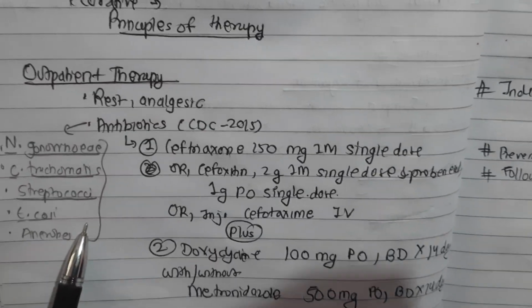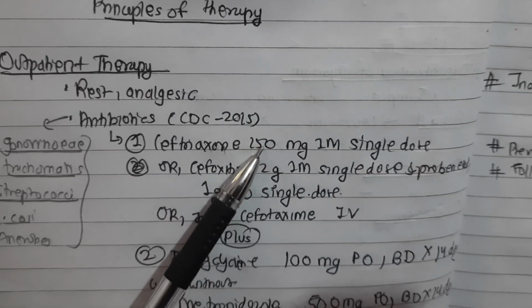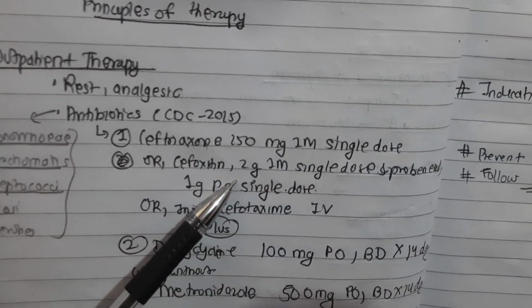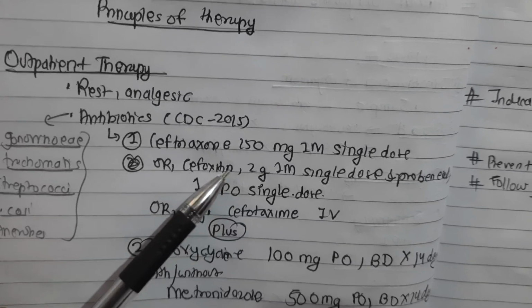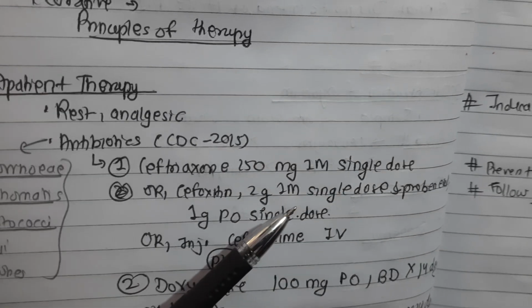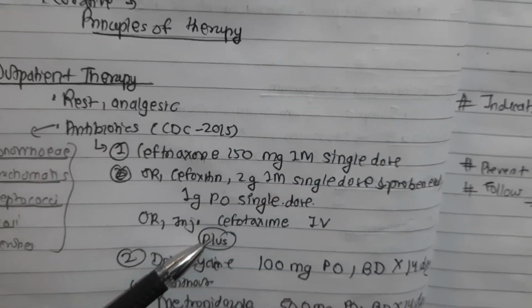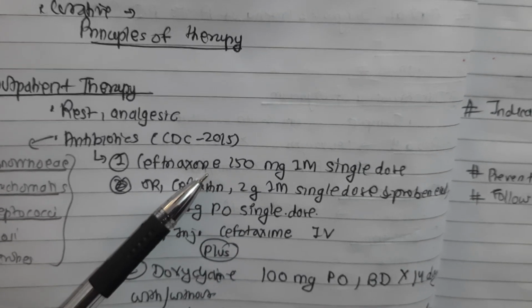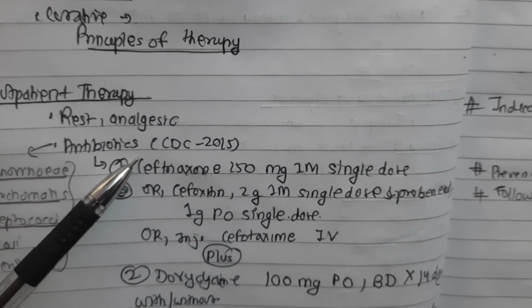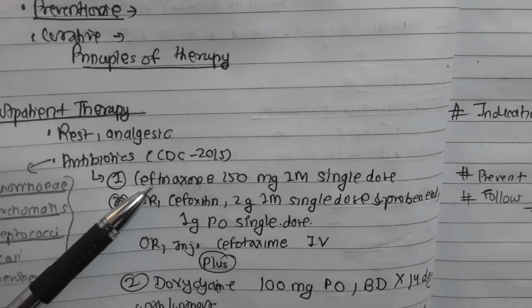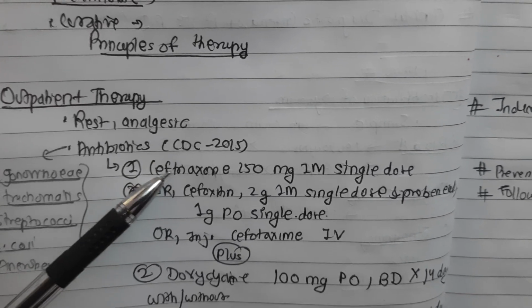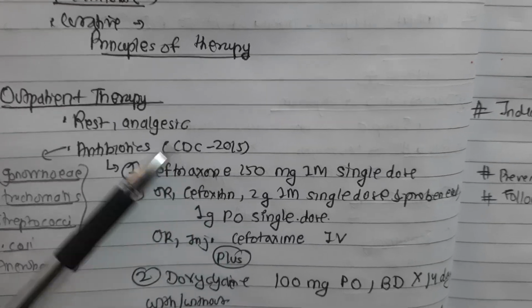We can use ceftriaxone 250 mg intramuscular single dose, or an alternative to that is cefoxitin 2 gram intramuscular single dose, and probenecid, and injection cefotaxime. So one homework for you guys: just mention in which generation does each of these cephalosporins belong: ceftriaxone, cefoxitin, and cefotaxime. Just write it in the comment section.